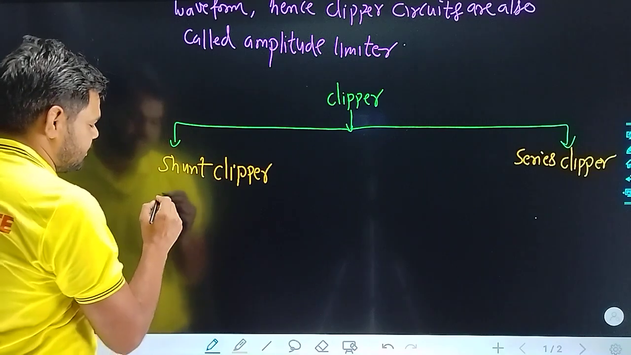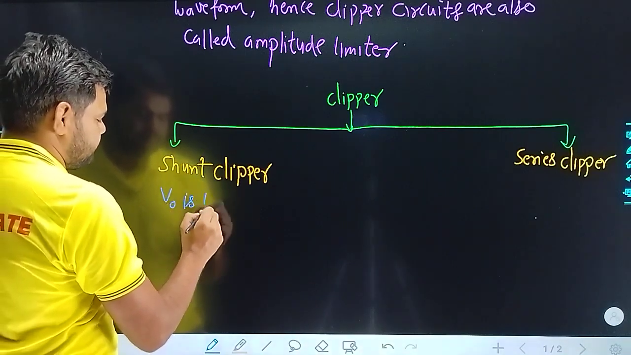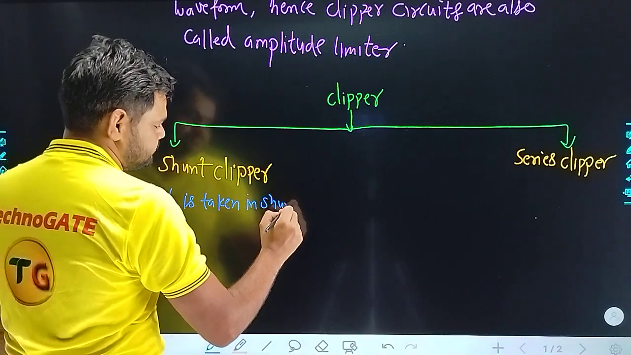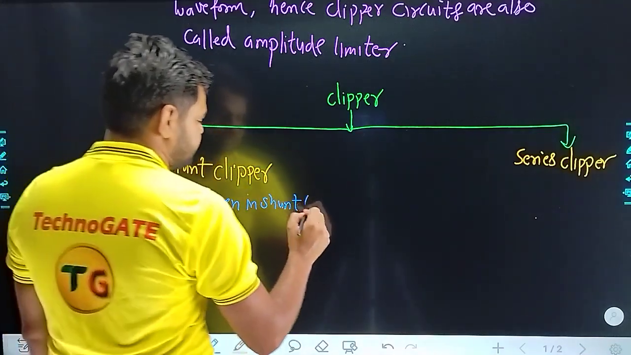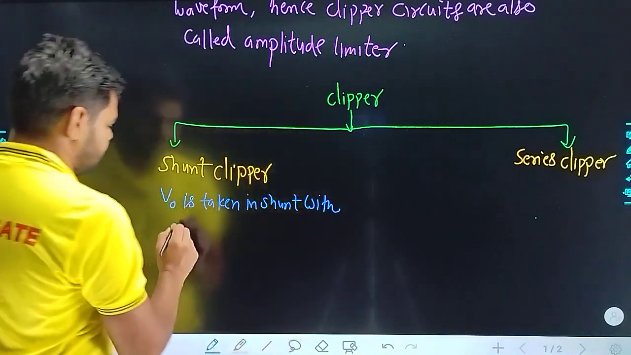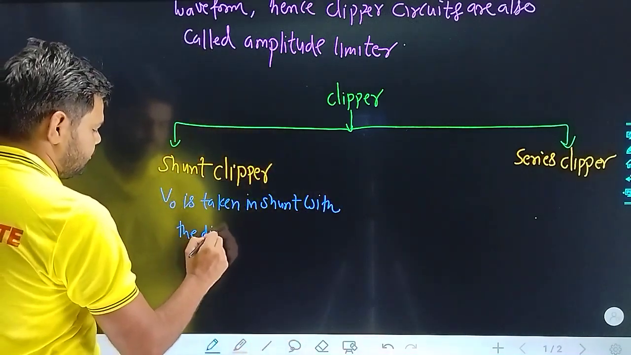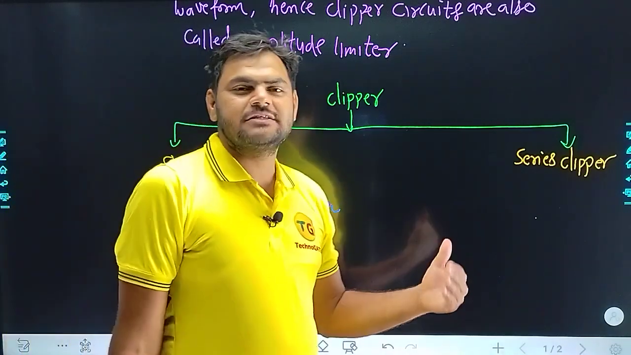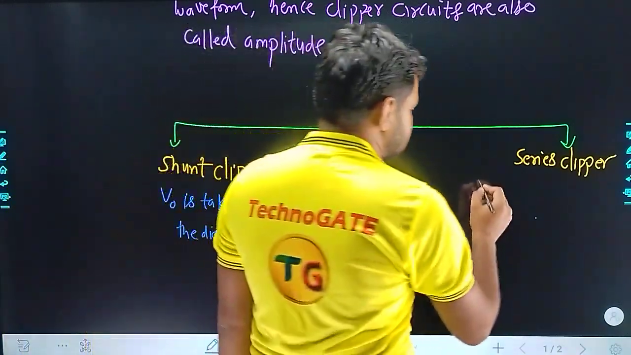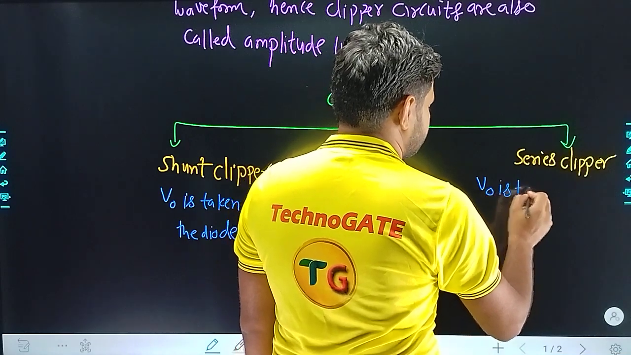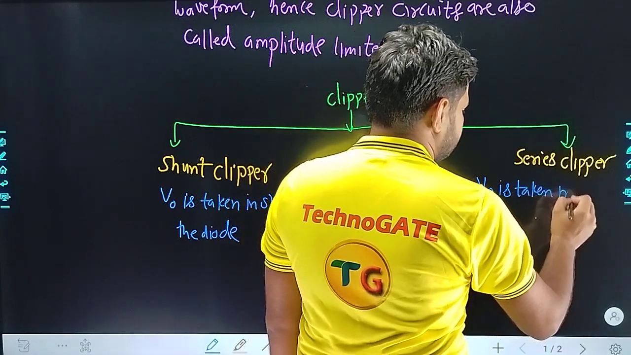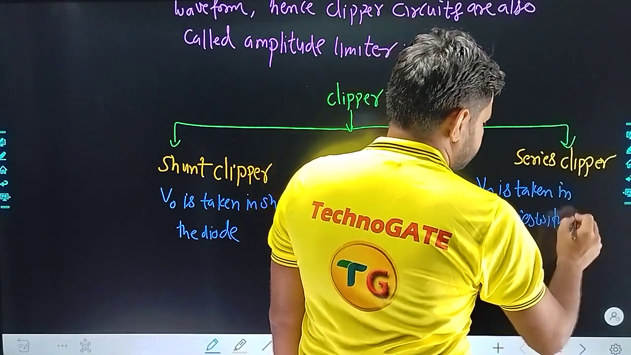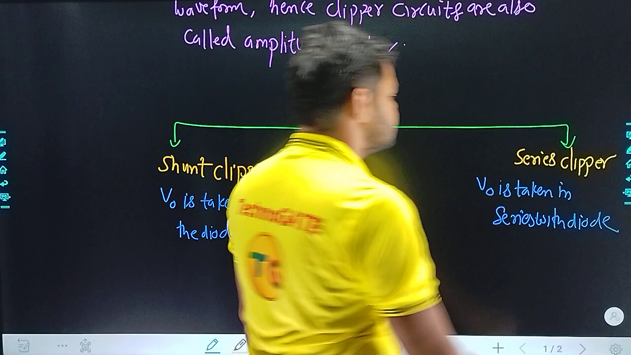So in the shunt clipper, V0 is taken in shunt with the diode, then we say it is a shunt clipper. If V0 is taken in series with the diode, then we say it is a series clipper. V0 is taken in series with the diode, then it is called, guys, a series clipper.